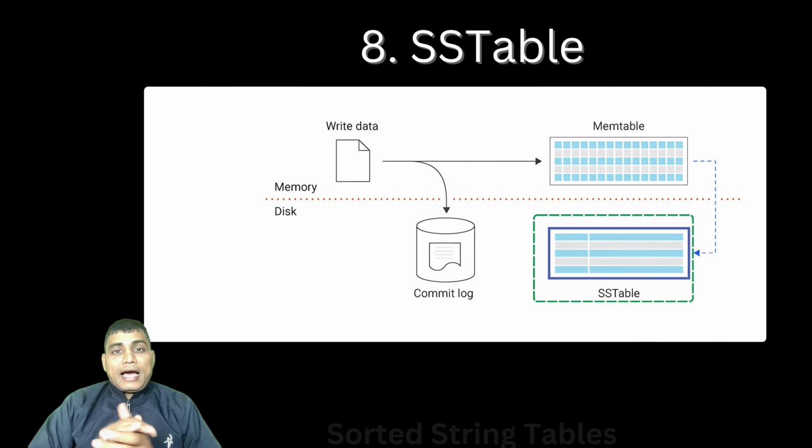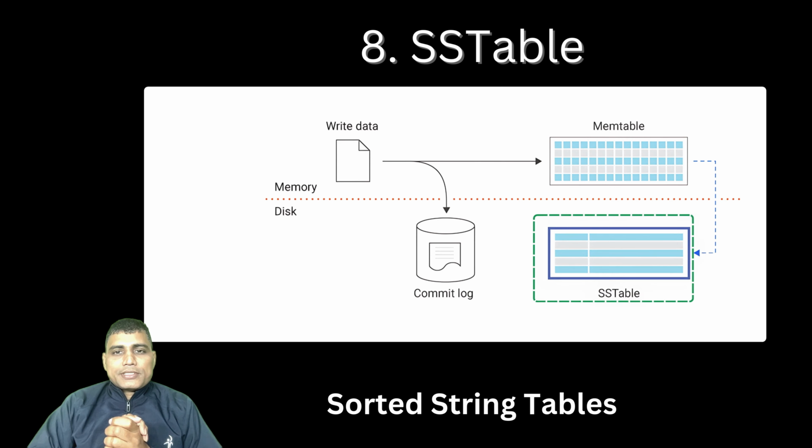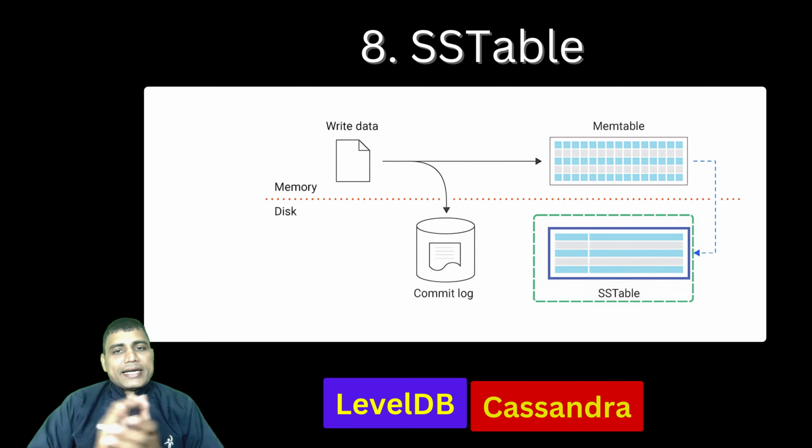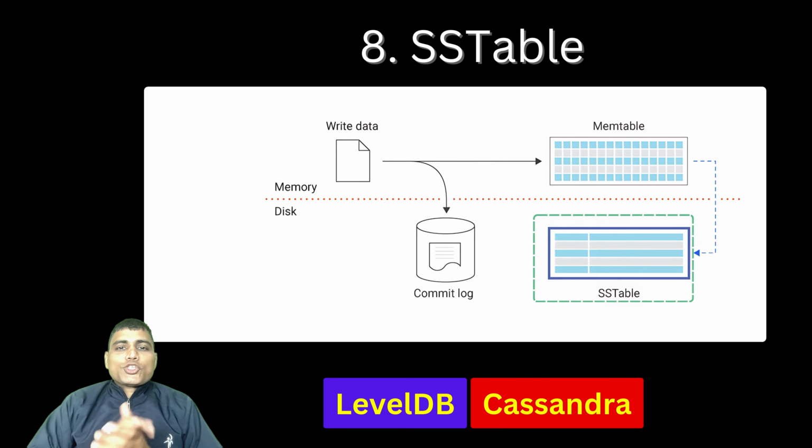Number 8, SSTables, or sorted string tables, are immutable data structures used in databases like LevelDB and Cassandra. They store sorted key-value pairs on disk, making reads super efficient and writes simple when combined with MemTables.